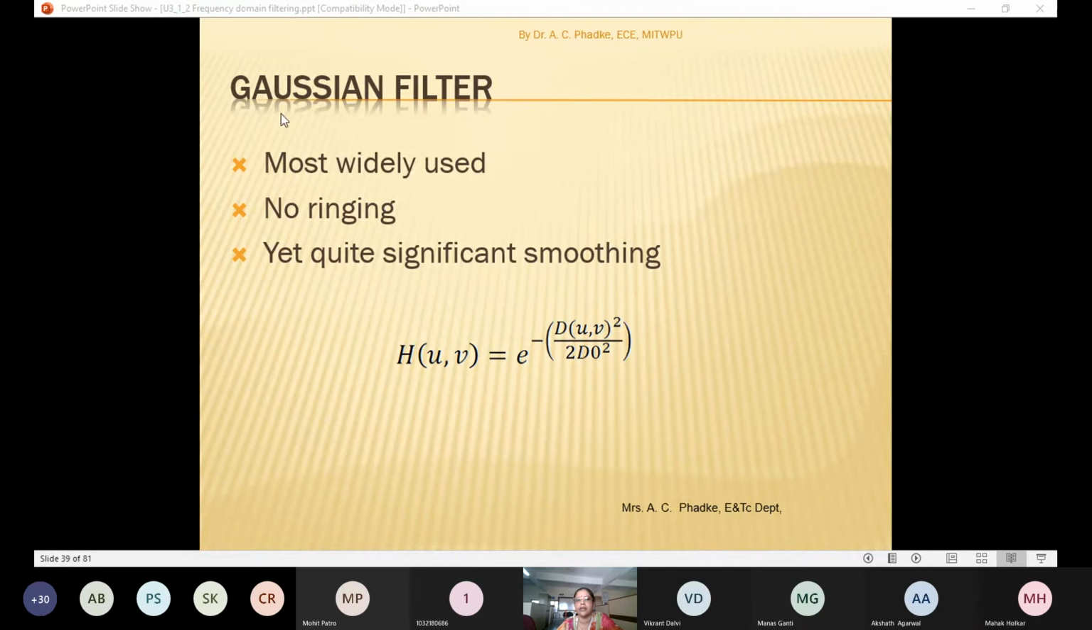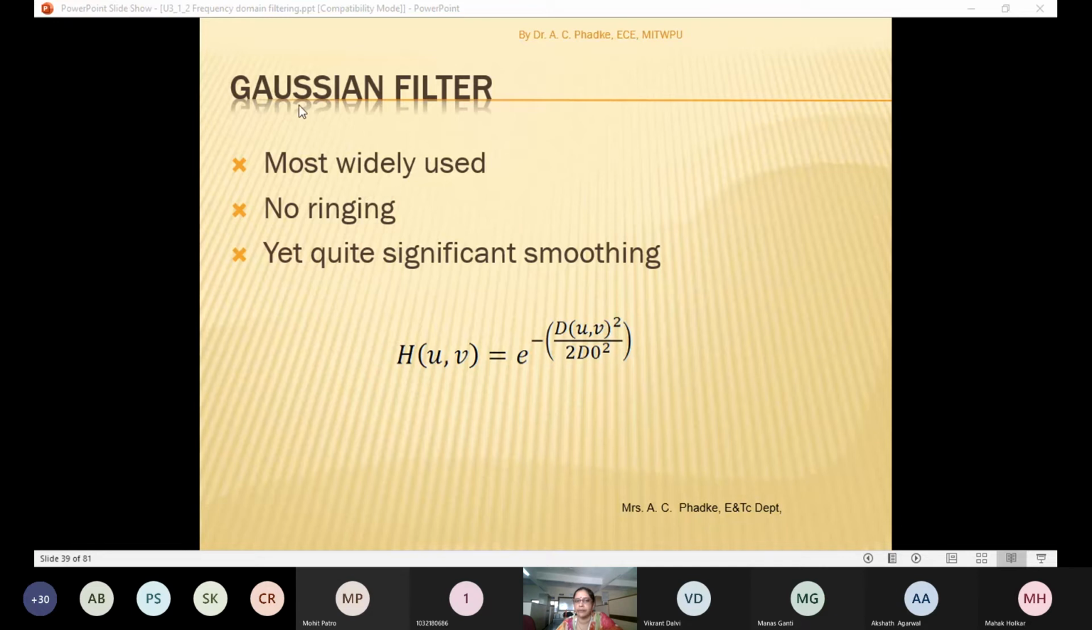Why there is no ringing in case of Gaussian filter? Because if you take inverse transform of Gaussian shape, it also results in Gaussian shape. So for image plane as well as for Fourier domain, Gaussian shape is retained. Okay, that's why this Gaussian filter is most widely used.